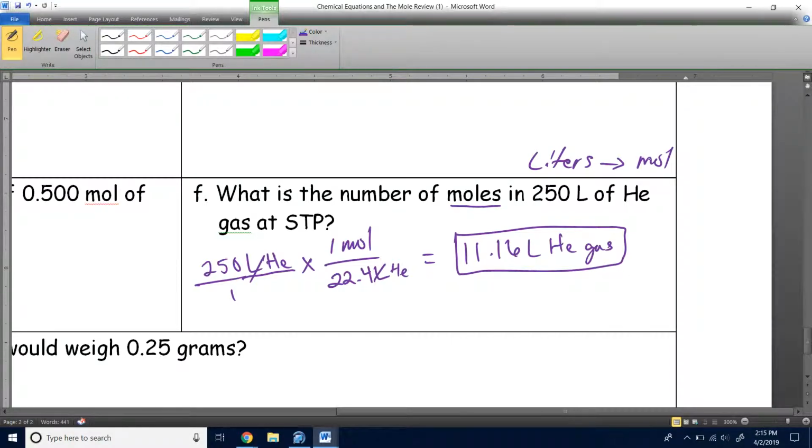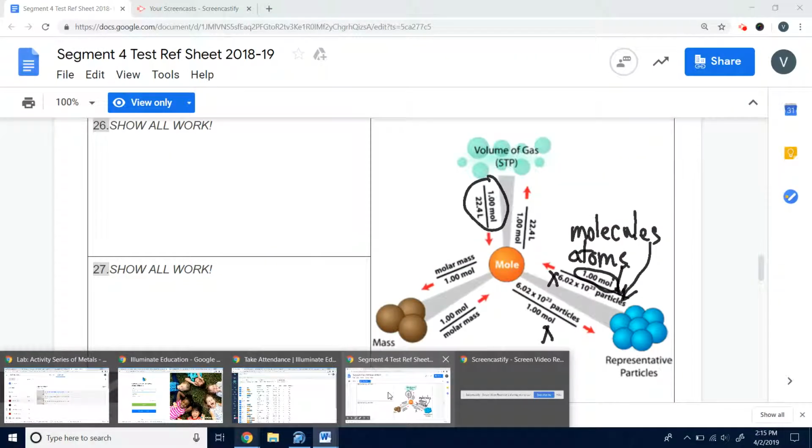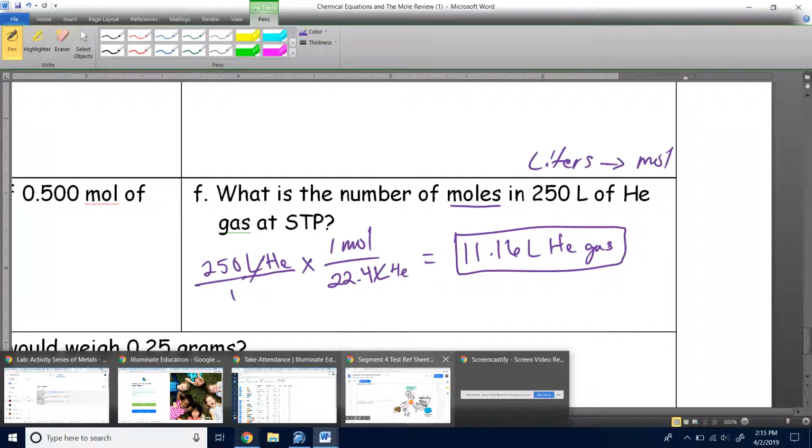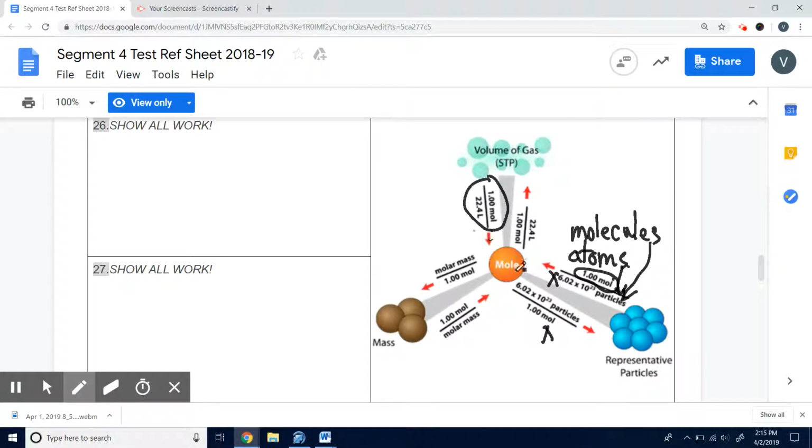So you could think of it as going from liters to moles. So we go back to our conversion factors and take a look at our roadmap. We're going from liters, or volume, to moles. We're going to use this conversion factor.